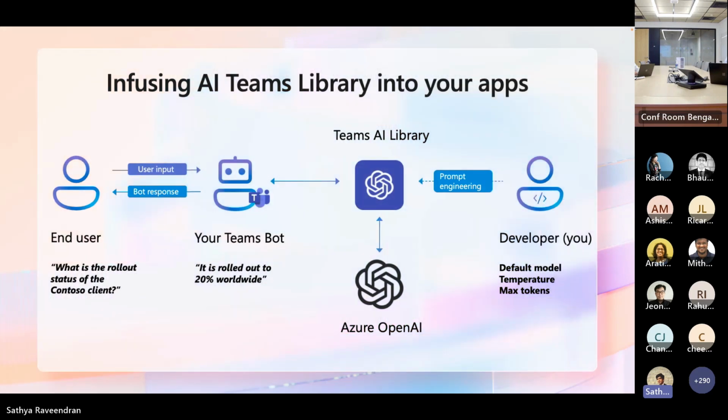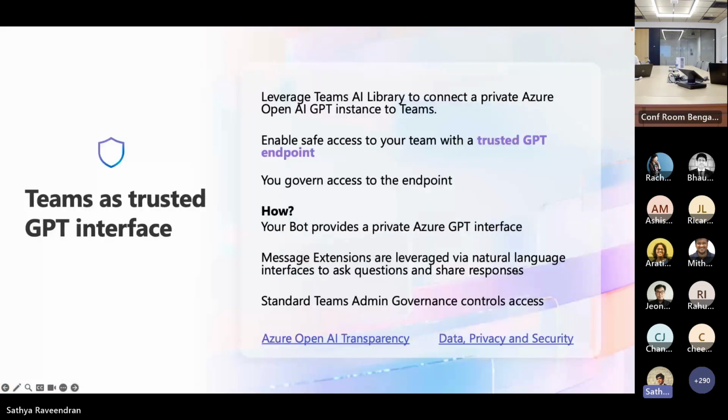Very quickly going over this, this is how the Teams AI library fits in within your bot logic. You have the end user asking the Teams bot something. The AI library is sitting in between your bot and the LLM, and then it funnels information back and forth. That's how the AI library works.